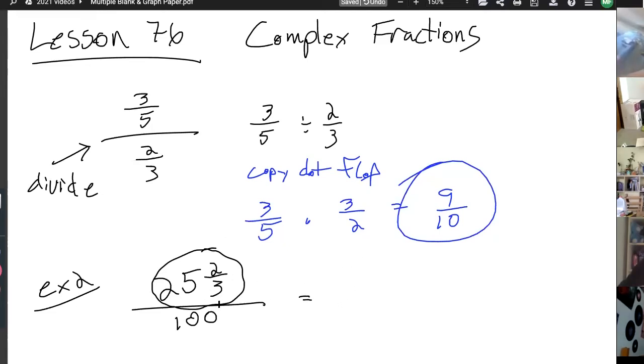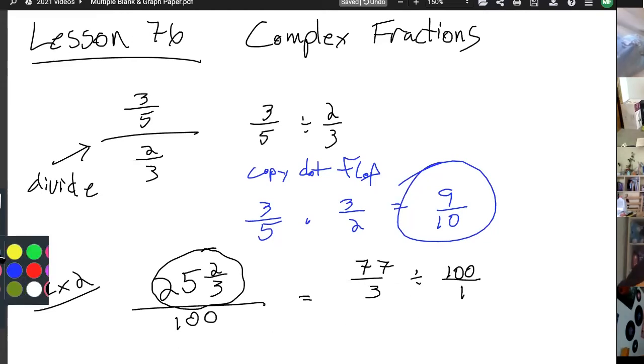So 3 times 25, that's 75 plus 2. So 77/3 all divided by 100. Well, you can't divide fractions by whole numbers, so make that whole number a fraction, just throw it over 1. And really what you're doing is you're making 100 an improper fraction too, aren't you? When you put it over 1, you just make it an improper fraction. So we're going to copy dot flop because that's how you divide fractions.